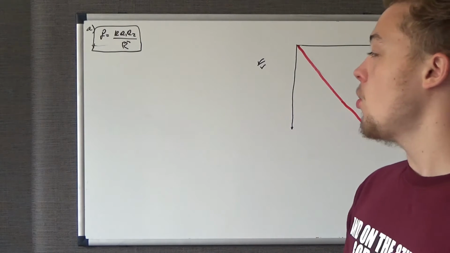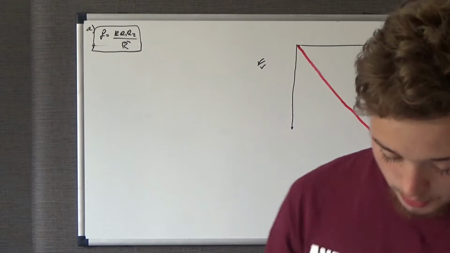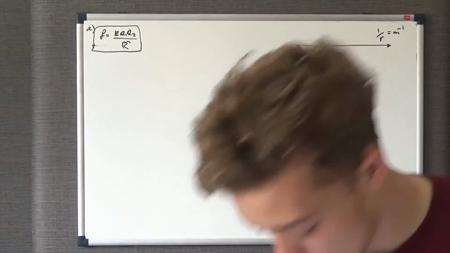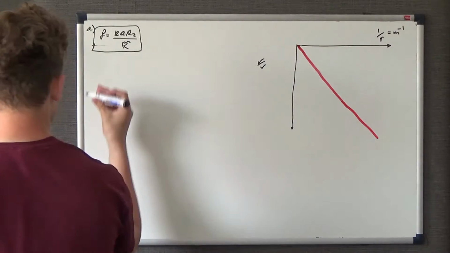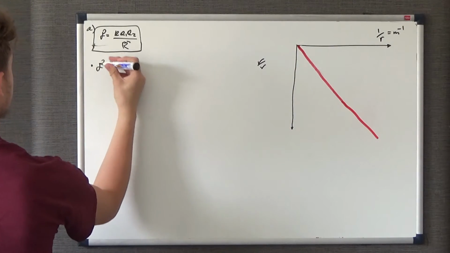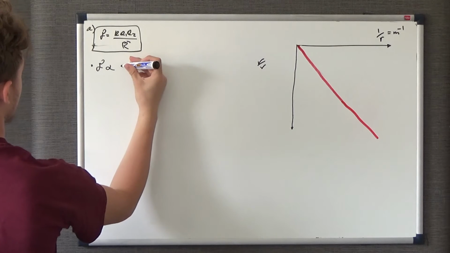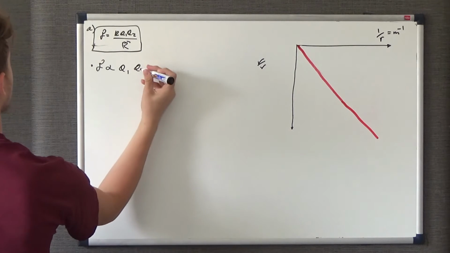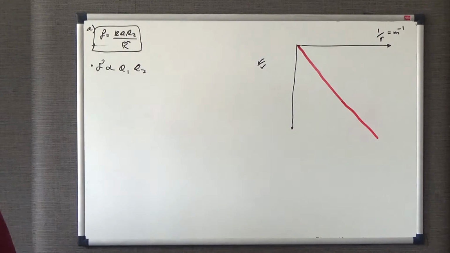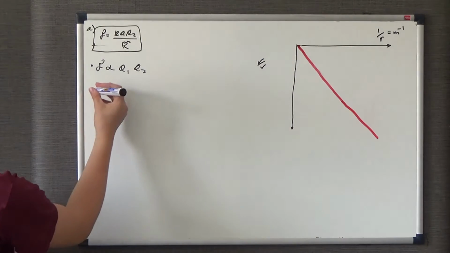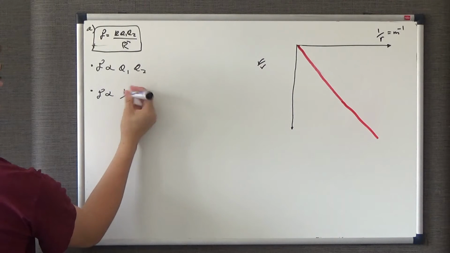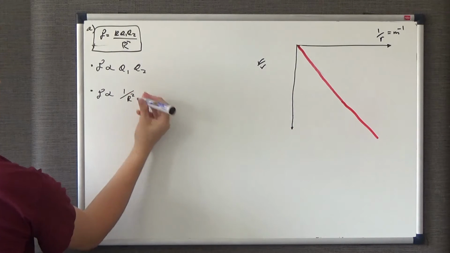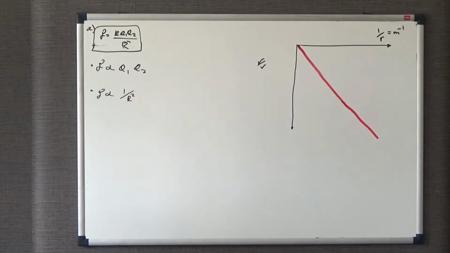Okay, so we explain it in the same kind of way. The first thing you say is that the force is directly proportional to the product of the charges, in other words Q1 times Q2. Your next point, you would say that the force is inversely proportional to the square of the separation.